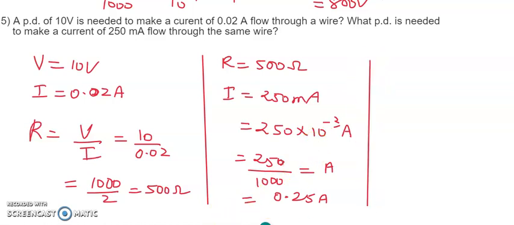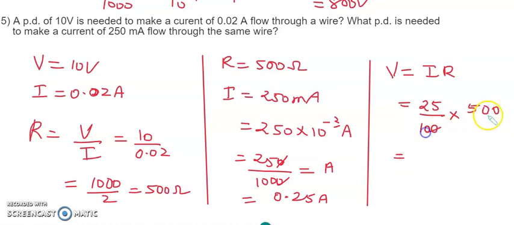Now what do we need to find? The potential difference. So potential difference is current multiplied by resistance. The current I'm going to keep in fractions, 25 by 100, multiplied by the resistance, which is 500. So this works out to be 125 volt.